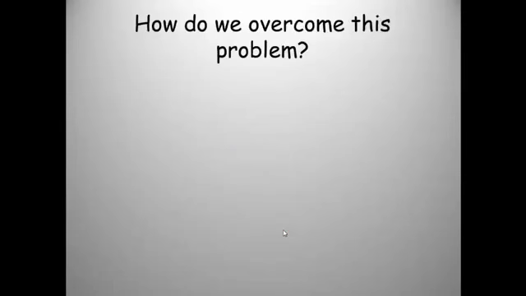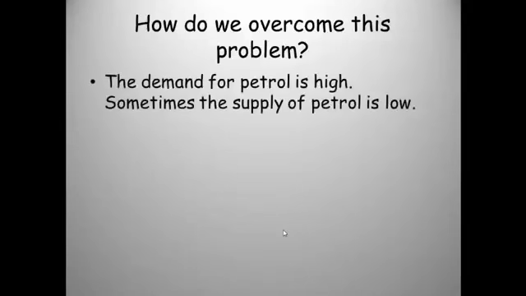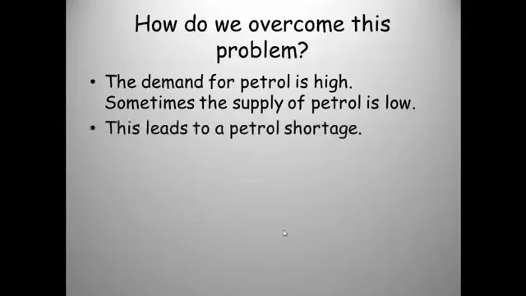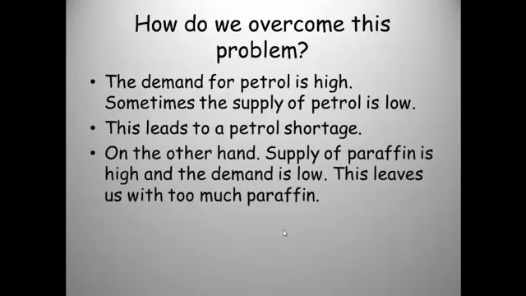So how do we overcome this problem? We're using too much petrol and we don't have enough of a supply, which leads to a petrol shortage. But what also happens is that the supply of paraffin is very, very high. The amount of paraffin we have is very high, and the demand is very, very low, which leaves us with too much paraffin.